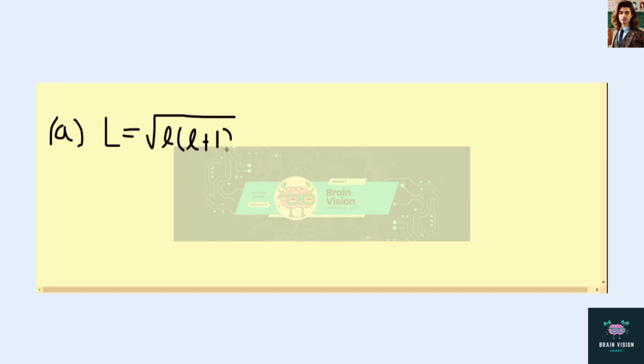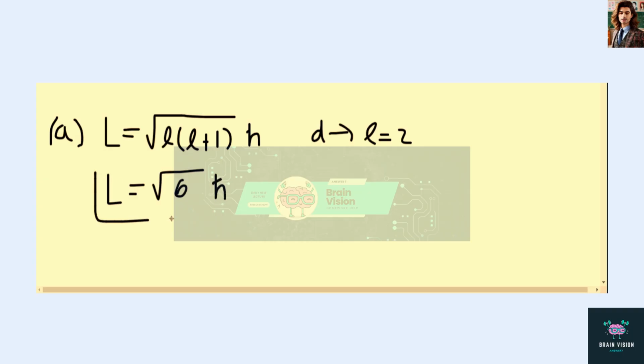Well, we're told this is for the 3D of hydrogen state. Based upon the fact that we're told it's the D state, D gives us an l value equal to 2 by definition. So if l is equal to 2, then our angular momentum is equal to the square root of 6. So just replacing l with 2 gives us the square root of 6 times h bar. So that would be our solution for part A.